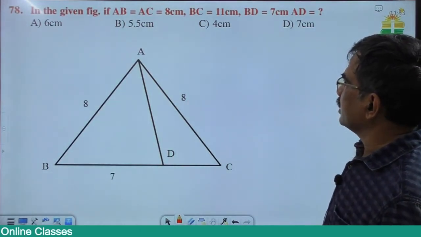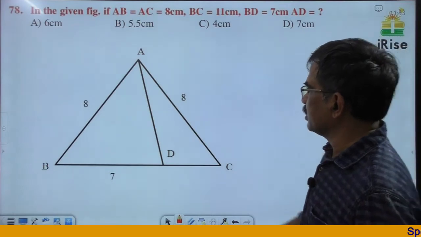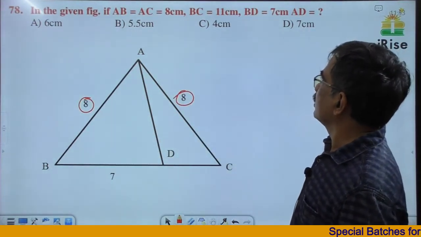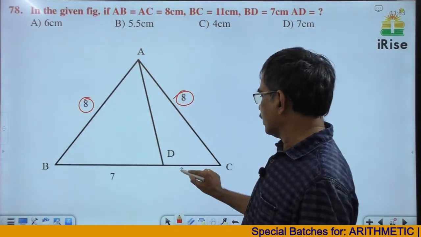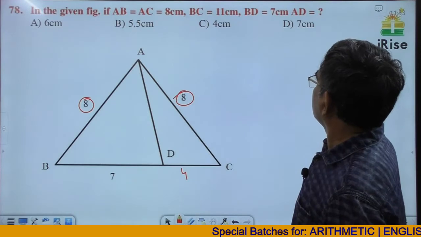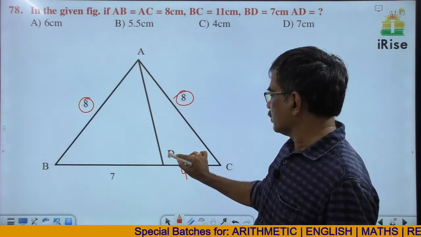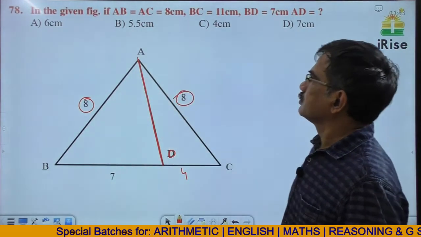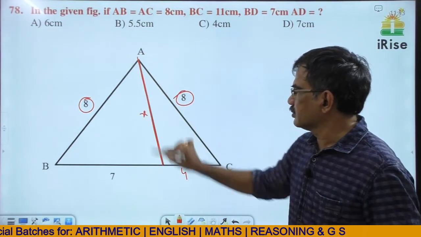In the given figure, AB is equal to AC is equal to 8 centimeters. So these two are 8 centimeters, isosceles triangle. BC is equal to 11. Already this is 7 given, so I think this is 4. BD is 7. What is AD? So we have to find AD. Here I want to consider this as x.